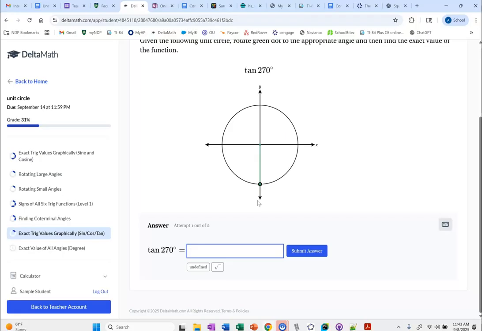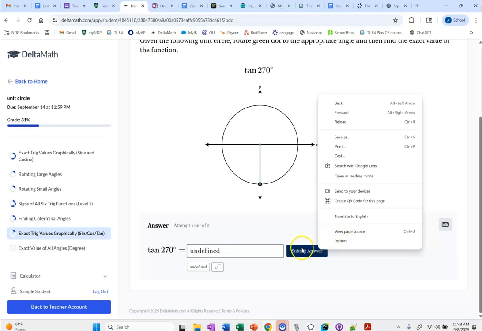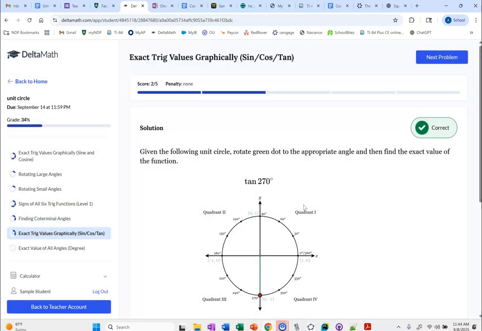Tangent is y over x. What is the y coordinate at negative 270? Negative 1. What's the x coordinate? Negative 1 over 0 is? Not 0. Undefined. 0 on bottom is undefined. 0 on top is 0. So we'll say this is undefined. Feel okay doing these? Really the same thing as the first one, just we can get tangents now in the questions as well as sines and cosines.